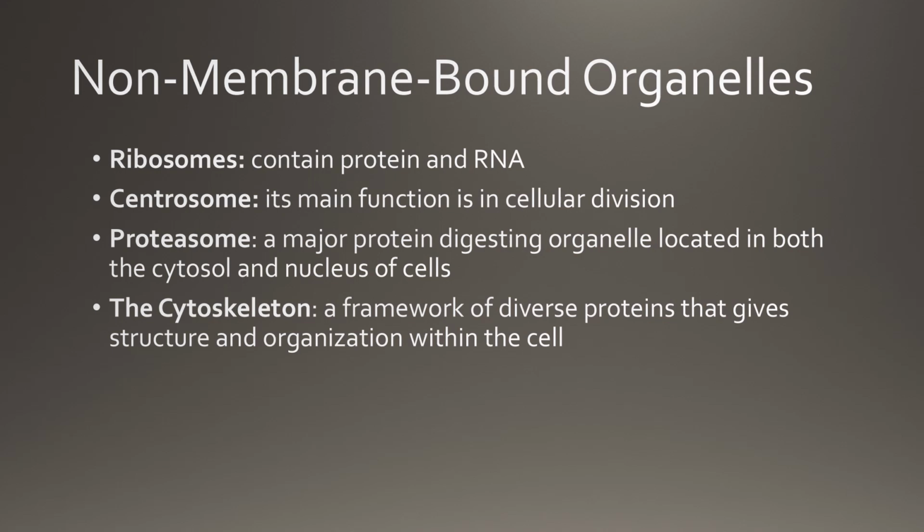The cytoskeleton provides structural support and organization within the cell and is composed of 3 types of protein filaments. Microfilaments, which are actin filaments, are involved in cell movement and support. Microtubules form tracks for intracellular transport and help maintain cell shape. And intermediate filaments provide mechanical strength and stability to the cell.